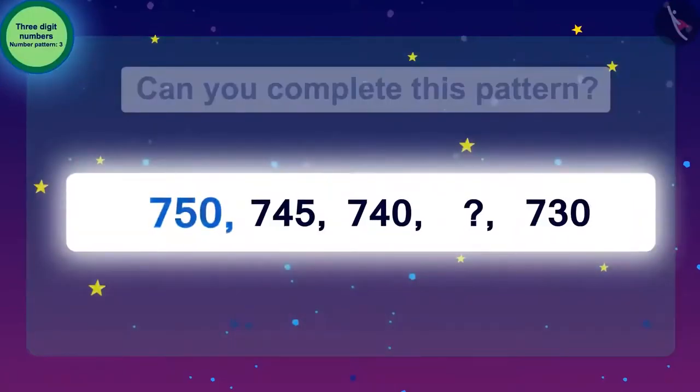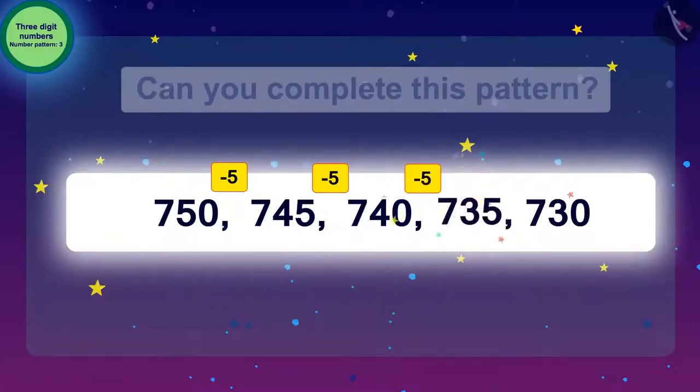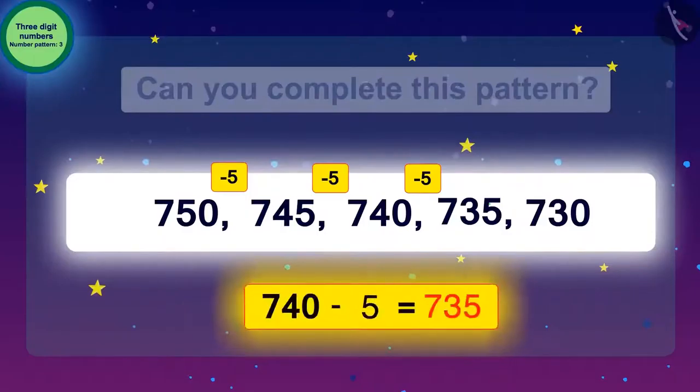If we need to get 745 from 750, we need to subtract 5 from it. To reach 740 from 745, we need to subtract 5 again. Now if we want to know the next number after 740, we have to subtract 5 again, which will give us 735. This way, the number to be filled in the blank is 735, which is 5 less than 740. Look carefully. If we subtract 5 from 735, we get 730, which is already given.